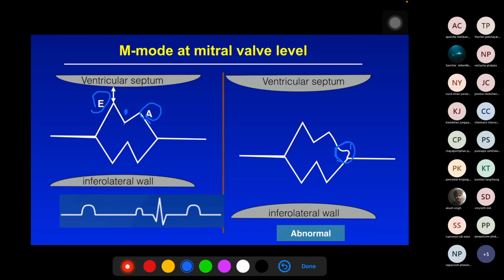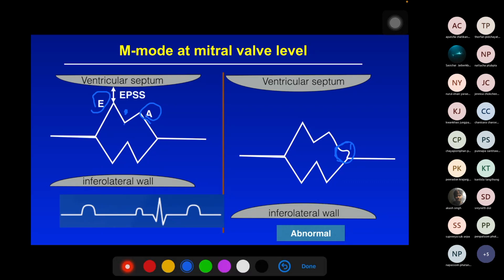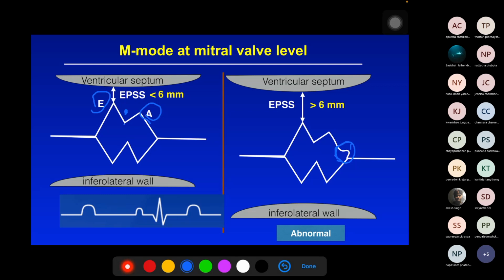Okay, from this picture, you see this one is the EPSS. EPSS means the E-point septal separation. This point, the normal number should be less than 6 millimeters. This is normal. But in a patient who has LV dilatation, the E-point septal separation is over 6 millimeters.